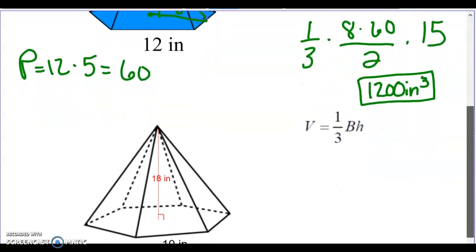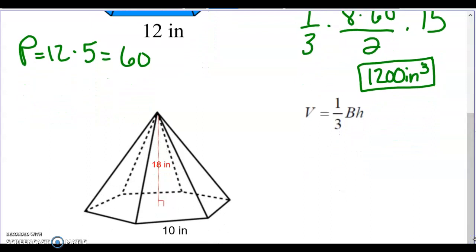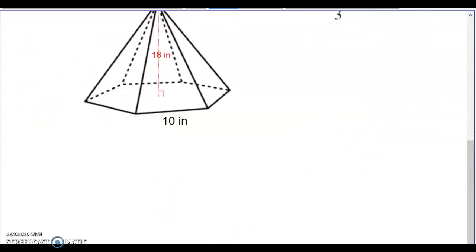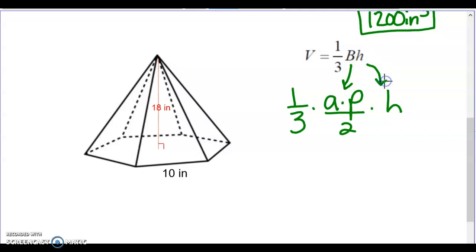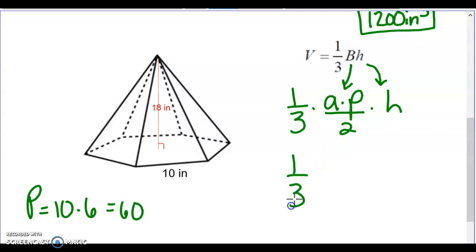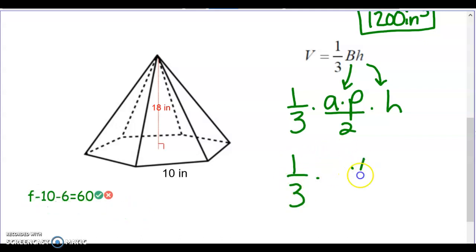Okay. So on this pyramid, I do have a hexagon. So it'll be the same formula as the last: apothem times perimeter divided by 2. So our big B is a hexagon on this one. On this one, I know the perimeter. The perimeter is 10 times 6, so the perimeter would be 60. But now I do not know the apothem. So I have to figure out the apothem here.